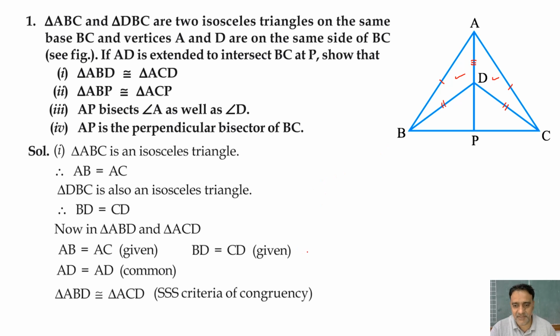Right. So the first bit is done. Now we have to prove the second bit. To prove the second bit, we are now taking these two angles. These two angles are equal. Why? CPCT. Very good. Angle BAD is equal to angle CAD.